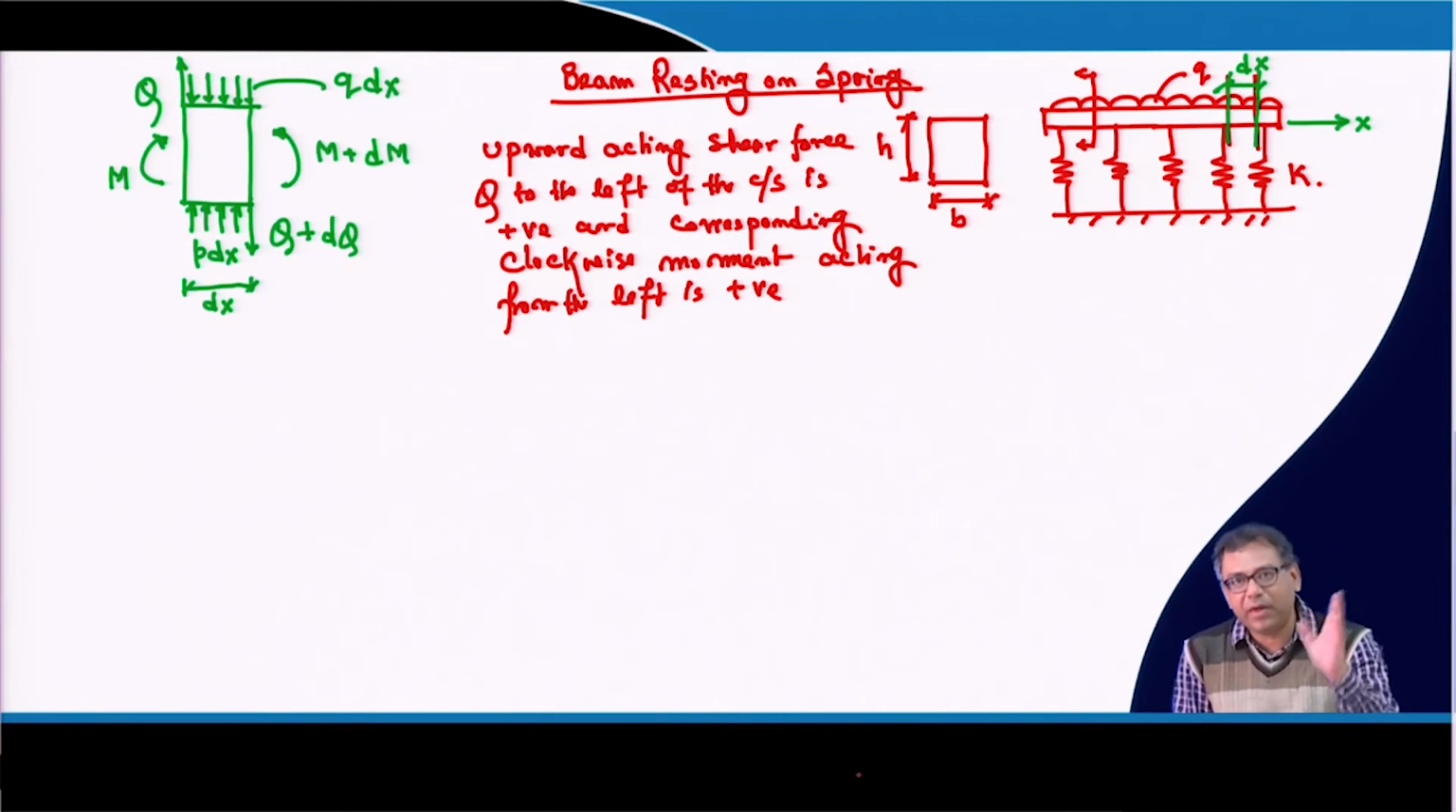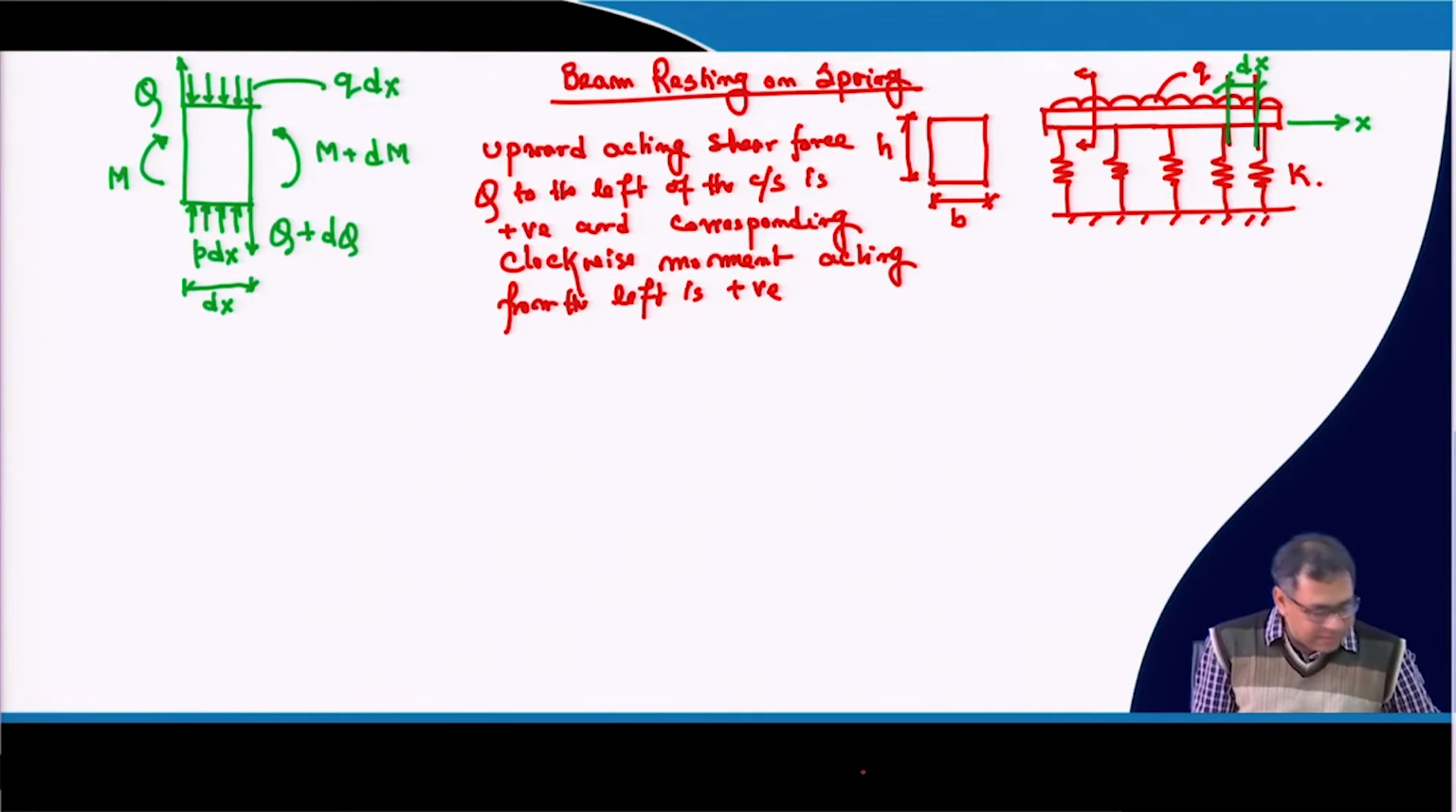The left side upward acting shear force is positive, and the corresponding bending moment, which is a clockwise bending moment acting at the left side, is positive. And we will consider the anti-clockwise moment acting on the right side as positive. Clockwise moment acting on the left side is positive, and anti-clockwise moment acting on the right side is positive. Okay, remember that.